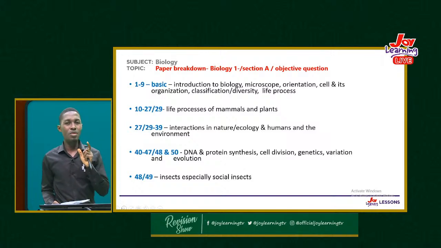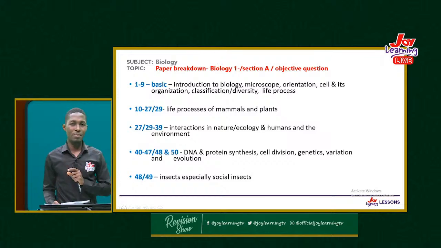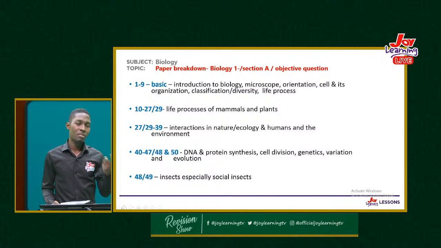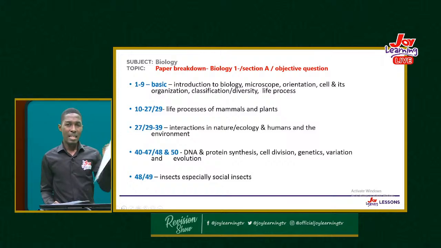Question 50 usually is on evolution. Either 49 or 50 is always on evolution, either the theories or the evidence. This is how our paper is structured, and that is paper 1.